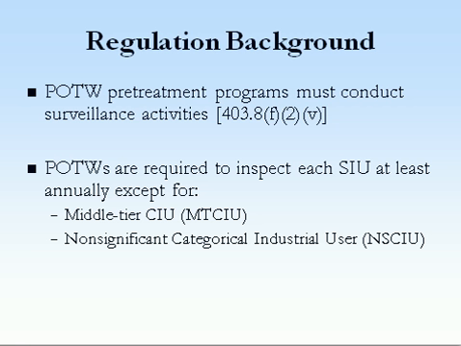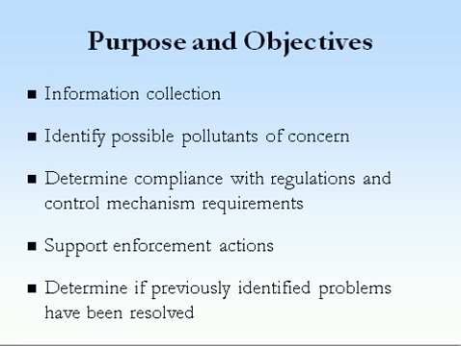The regulation at 40 CFR 403.8(f)(2)(v) states that significant industrial users must be sampled and inspected by the POTW Control Authority at least annually. The regulations also allow that a POTW might be able to conduct less frequent inspection and sampling activities for facilities that might be classified as middle-tier categorical industrial users and non-significant categorical industrial users.